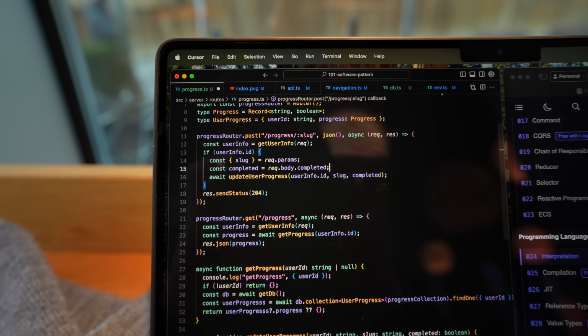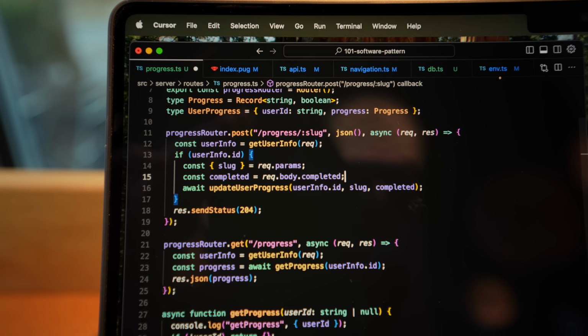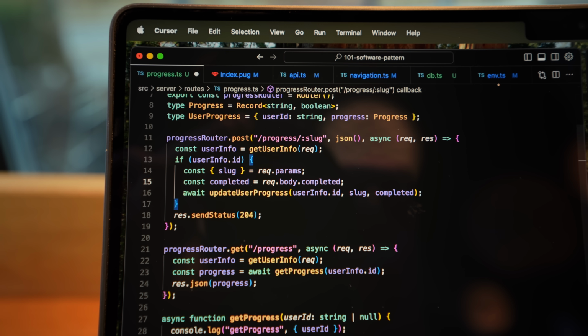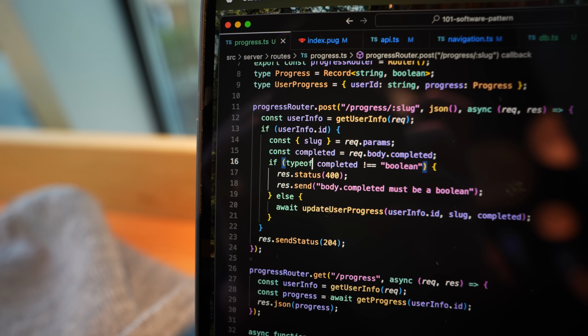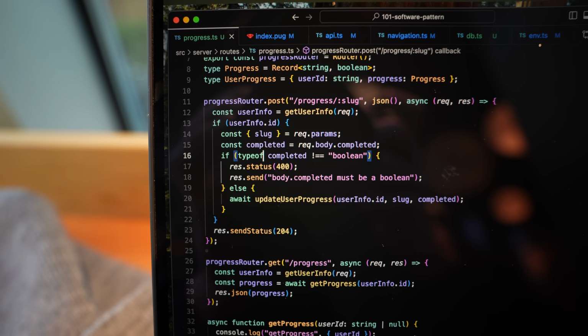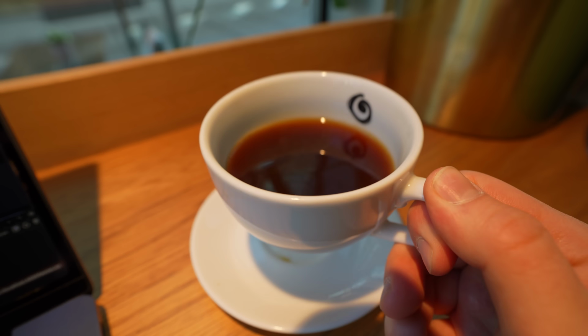What is good and what is bad about the code that I already have? And so while it's good that I'm cherry-picking the exact property from the payload that I need, in this case completed, it is not good that I'm not checking what it is. So the first improvement obviously was to check the type of it and make sure that I'm not just blindly saving part of my payload to the database. And this is the part of under-engineering that I talked about.